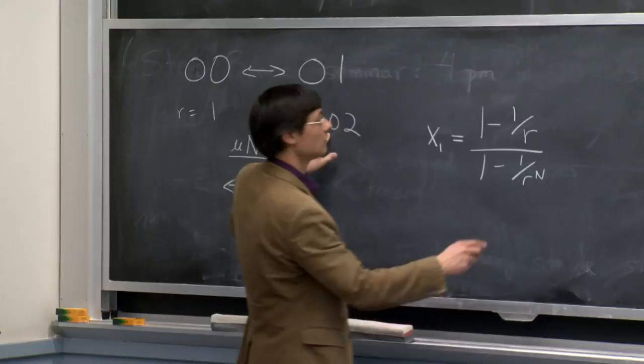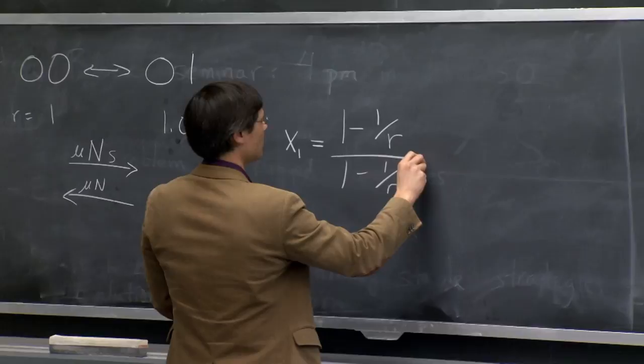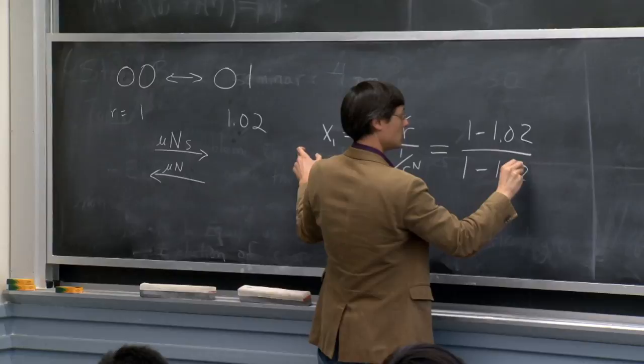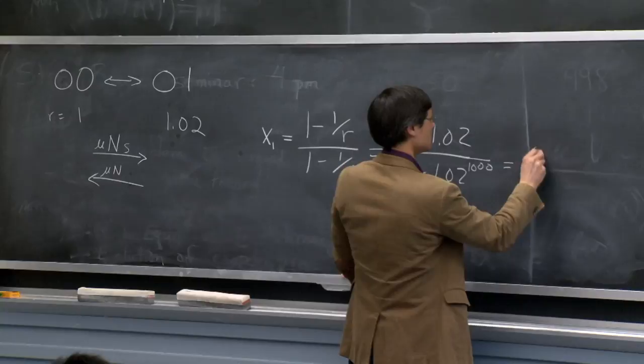So which of these terms is going to be dominant? This thing gets up to be some really big number, is our problem. But we should be able to figure this out, because this new r is 1 over 1.02. So we, for example, have 1 minus 1.02, 1 minus 0.02 to the 1,000. This is a negative number, but this is a negative number too. So we end up with 0.02.